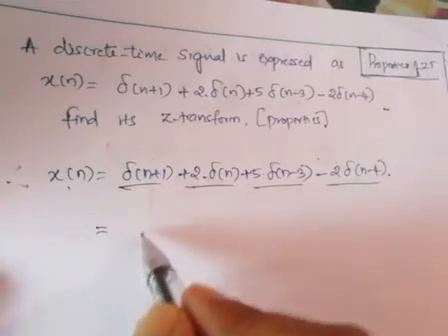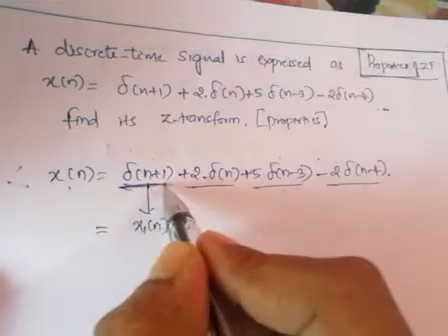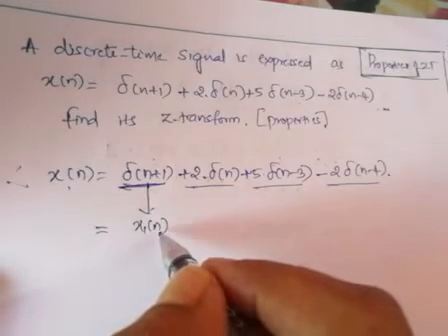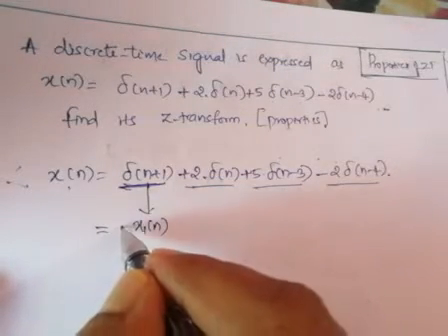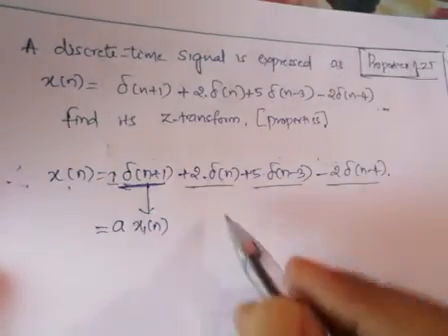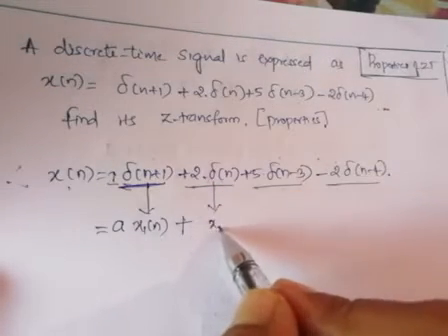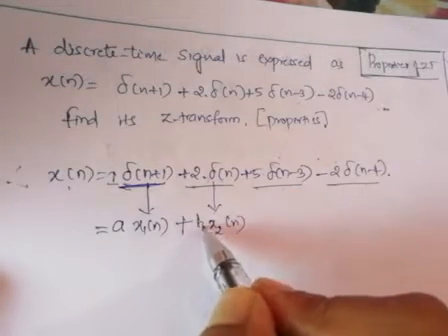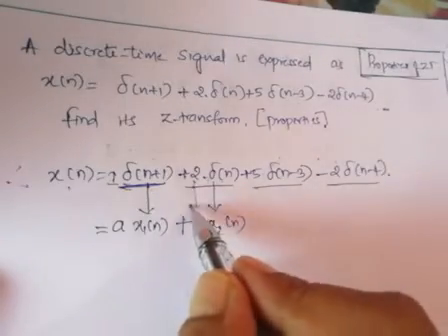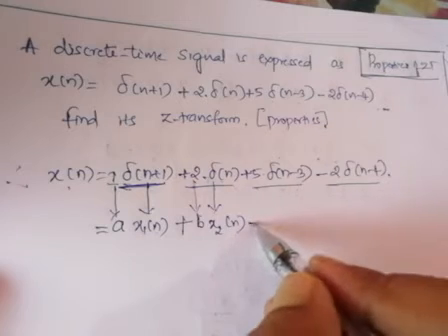I am going to write this as x1 of n. Delta of n plus 1 is going to represent x1 of n, with coefficient a. Here the a value is 1. Next, plus, this one I am going to represent as x2 of n multiplied by b. B equal to 2.